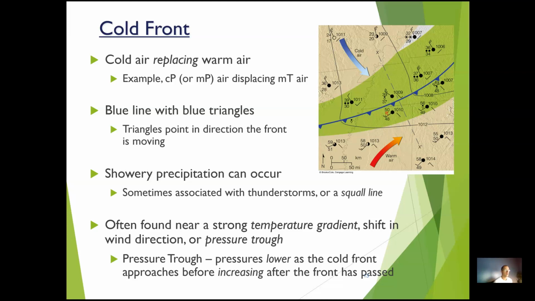So here we see a boundary in the schematic draped across Tennessee, just clipping northern Mississippi and back into Arkansas, and this boundary would be advancing into southern Tennessee, northern Mississippi, and northern Alabama due to the orientation of our blue triangles. We oftentimes get showery precipitation, maybe some thunderstorms. Squall lines may be associated with these areas where we get more concentrated thunderstorms, maybe severe with some stronger winds.